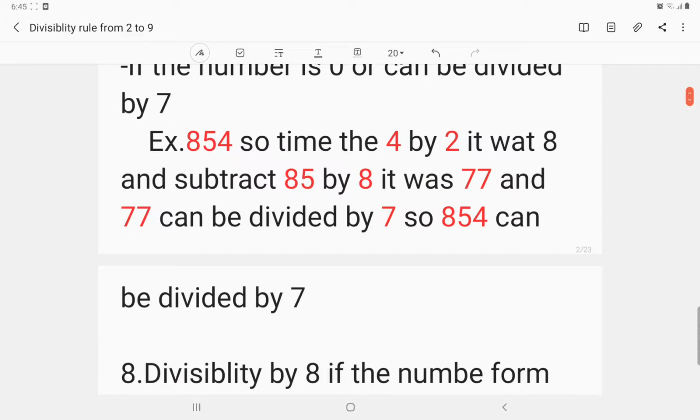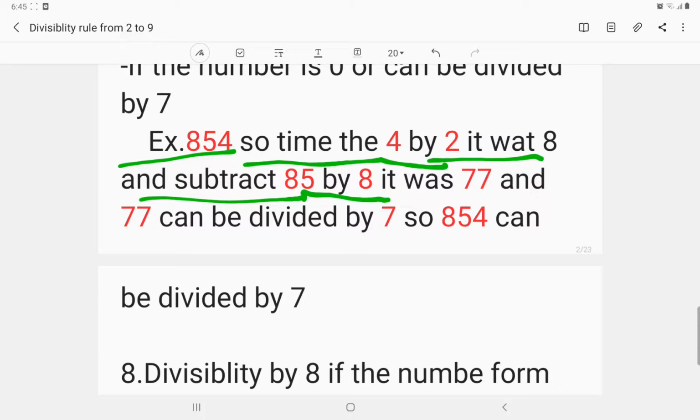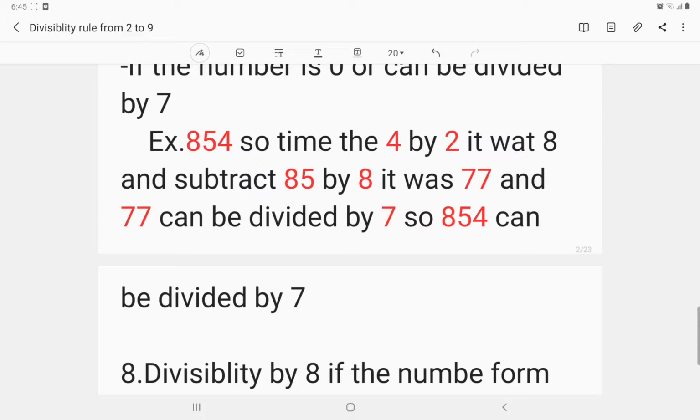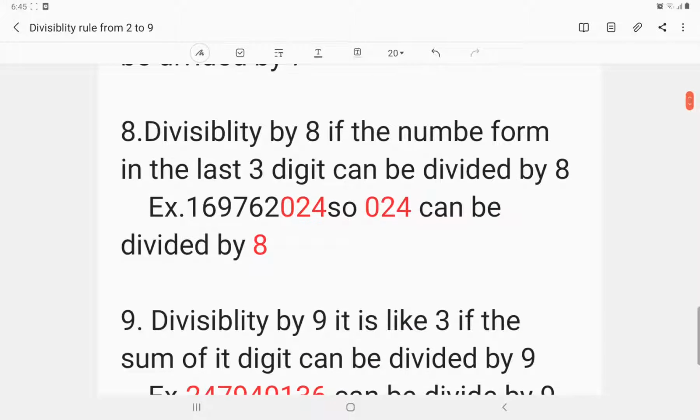Example, 854. First step, remember, double the last digit. So 4 times 2 is equal to 8. And subtract 8 from 85. This is the second step, using the remaining number. So 85 minus 8 is 77. And 77 can be divided by 7. So 854 can be divided by 7. Simple and easy. So let's move on to number 8. Divisibility by 8.